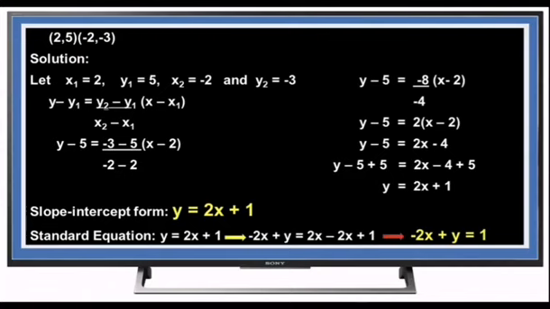Solution, let x sub 1 equals 2, y sub 1 equals 5, x sub 2 equals negative 2, and y sub 2 equals negative 3. Substitute the given values in the formula.